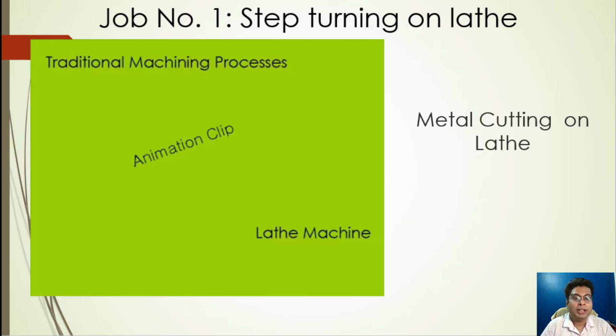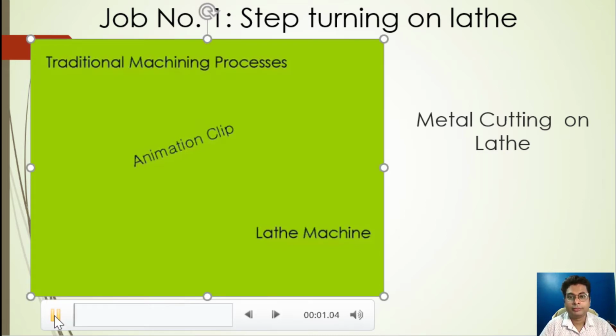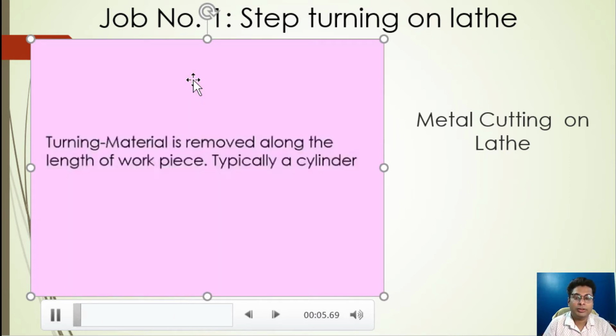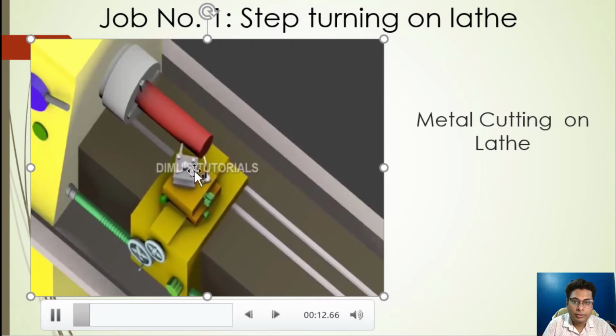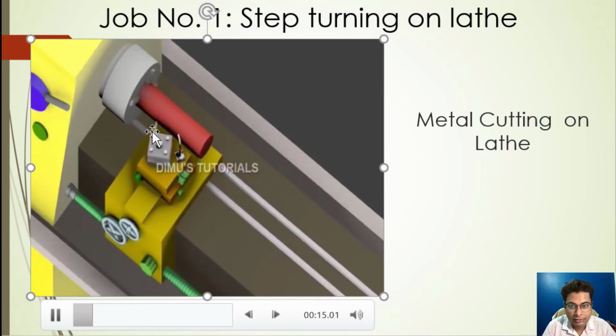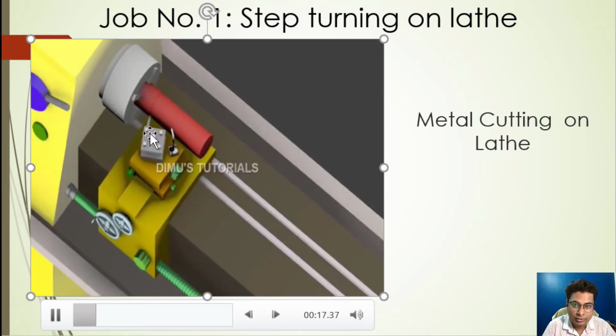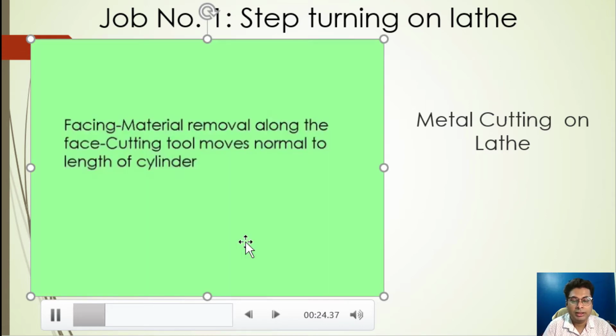Okay. Now, moving further, we shall see how metal cutting is performed on a lathe. Let us see a video about that. Cutting on a lathe is considered to be a traditional machining process. The first thing is turning operation. Turning is basically reducing the diameter of the shaft. You can see this tool post and this tool, whenever it is interfering with the workpiece, material removal is happening and the diameter is getting reduced.